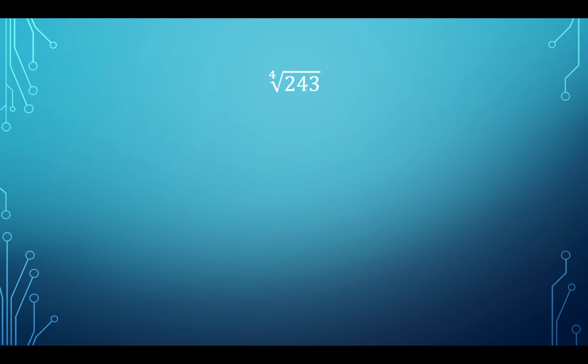Let's try this one. The 4th root of 243. Just rewrote it. So now we're pulling 243 out, and we're going to raise it to the 1 over 4th power. When we do that, we get a decimal, and we're going to round it to the nearest hundredth. So that's 2 decimal places. And we get 3.95.